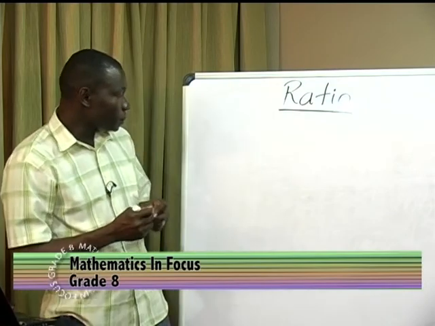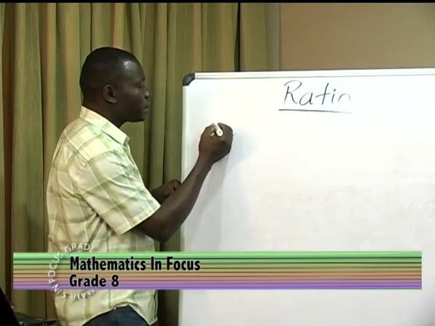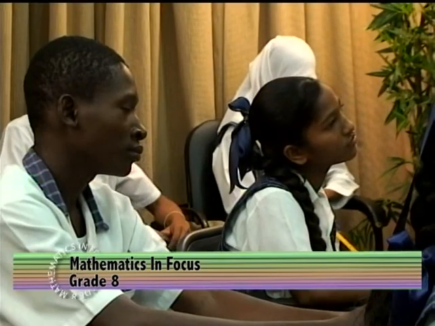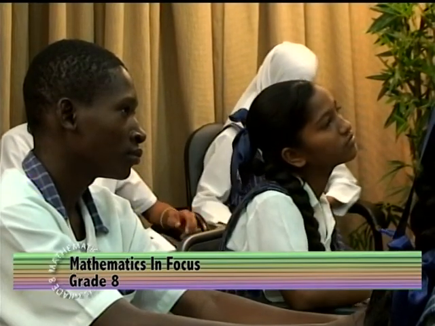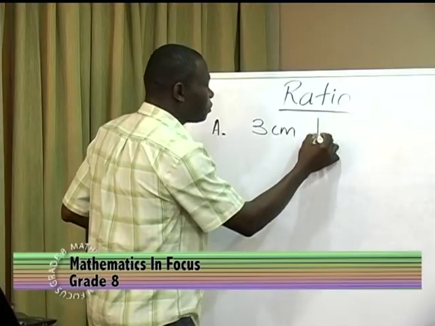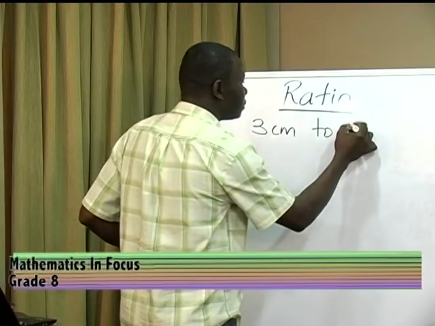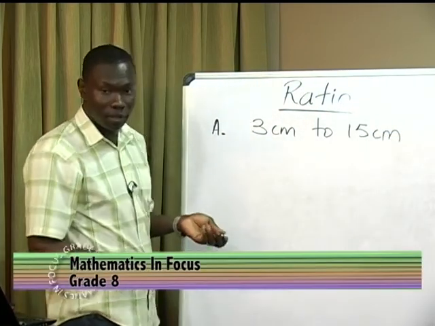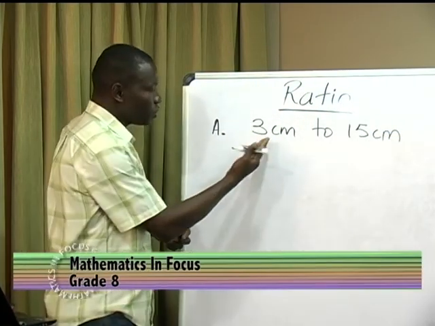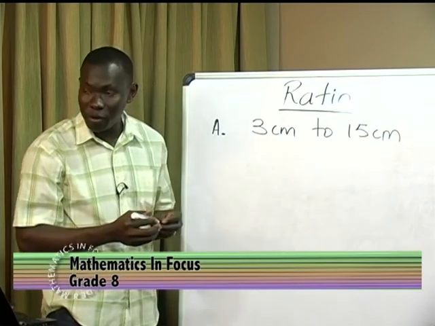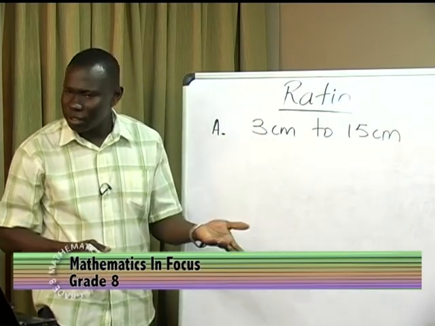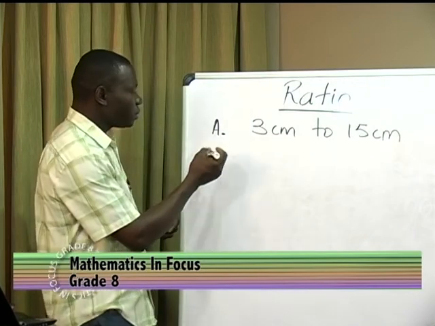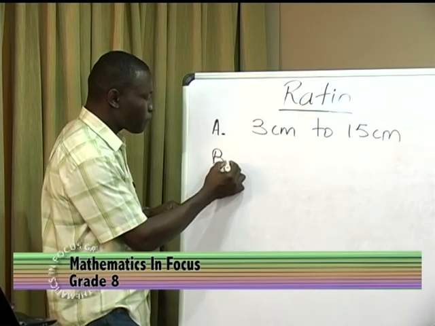So for example, let's look at some examples. If we have example A, 3 cm and we wish to compare 3 cm to 15 cm, we can compare these two, right? We can compare 3 cm and 15 cm. If you have an idea what 3 cm is, it can help you to determine what 15 will be. You can compare it.